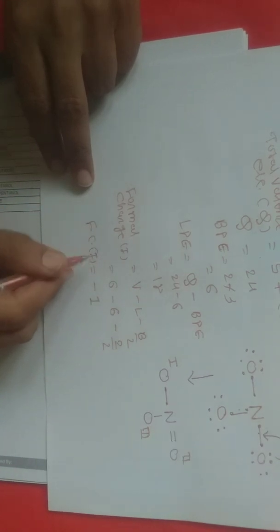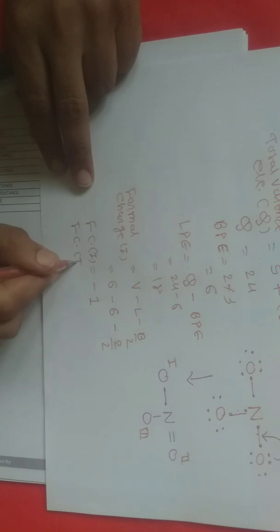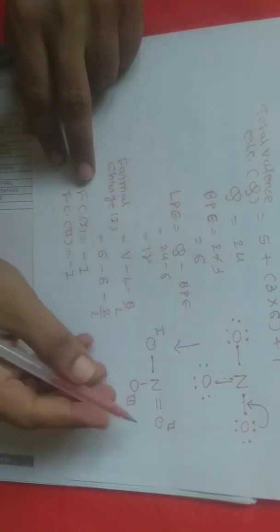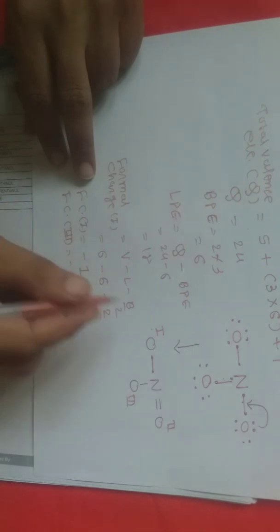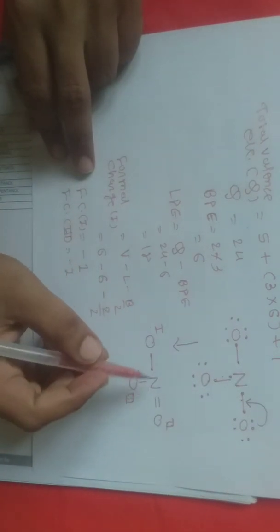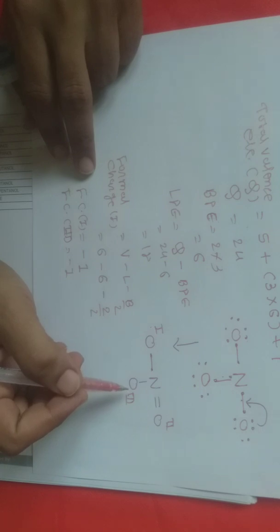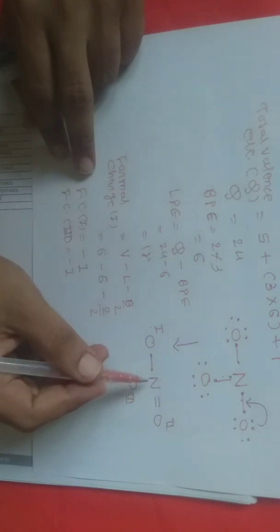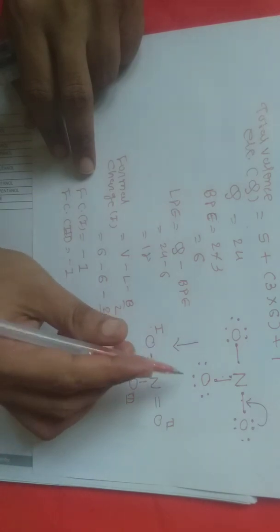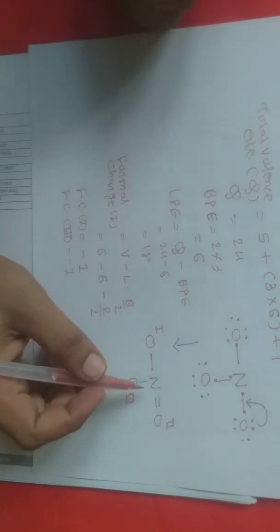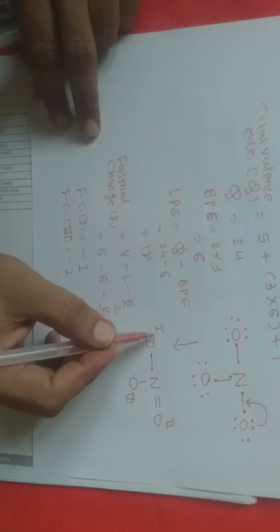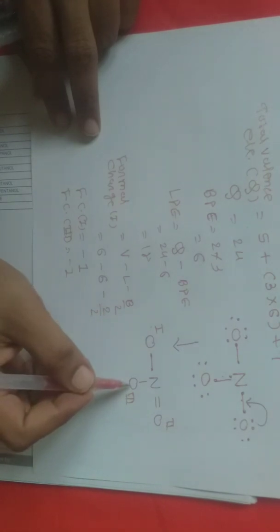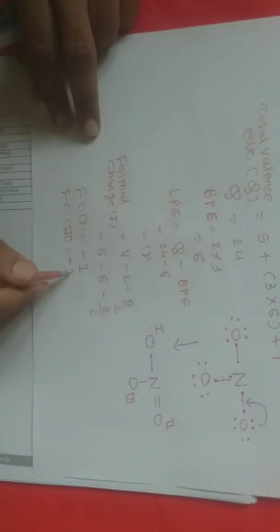Again, the formal charge of the first and the formal charge of the third will be the same. Why? Because the first and third both have the same scenario, the same kind of bonding with the nitrogen and the same number of lone pair electrons. That's why I can say that the first oxygen and the third oxygen have the same formal charge, that is -1.